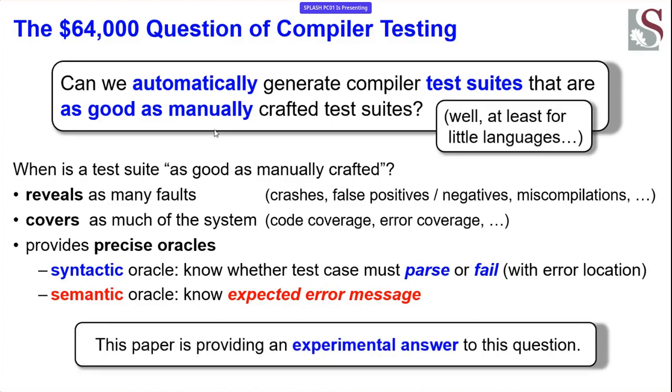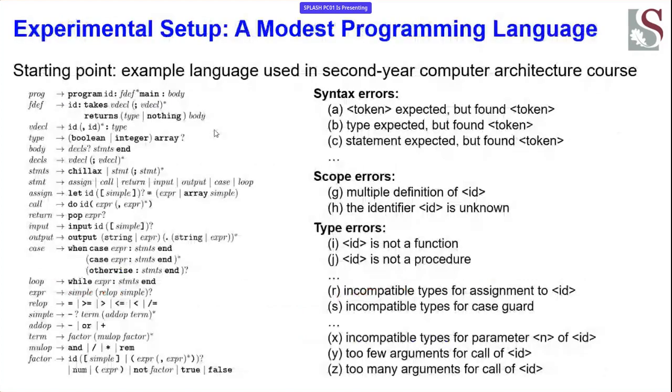As I said, this paper provides an experimental answer to this, well, at least for small languages. So the language you've just seen in the previous example is actually one of the languages we're using here. I doubt that we will be able to generate test suites anytime soon that are going to test the latest version of GCC or Clang or MySQL. Although for MySQL, it's probably doable. Right, so it's an experimental paper.